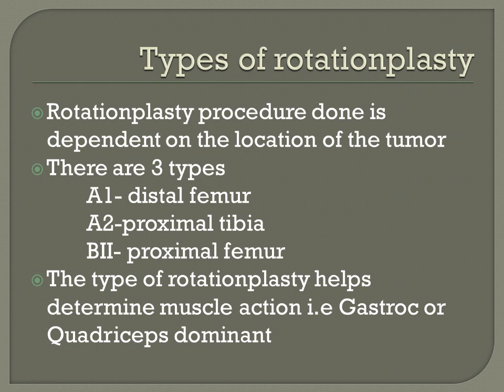Now there are several types of rotation plasty. Depending on where the tumor is, the rotation plasty procedure is done dependent on that, whether it's proximal tibia, whether it is distal femur, whether it is proximal femur. There are three types, mainly A1, which is distal femur, A2, which is proximal tibia, and B2, which is proximal femur. The type of rotation plasty helps determine the muscle action, whether it is going to be a gastrocnemius or a quadriceps dominant.